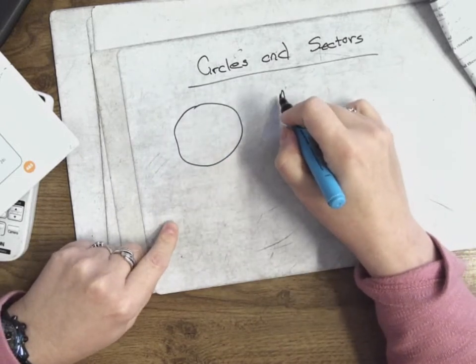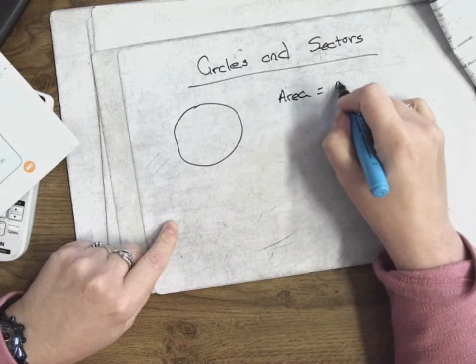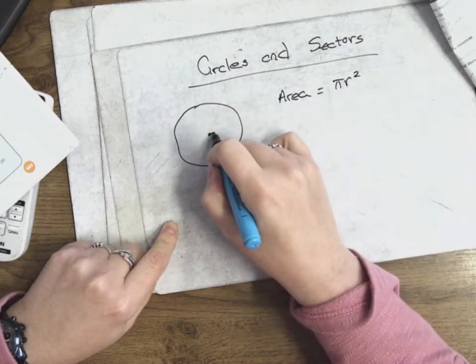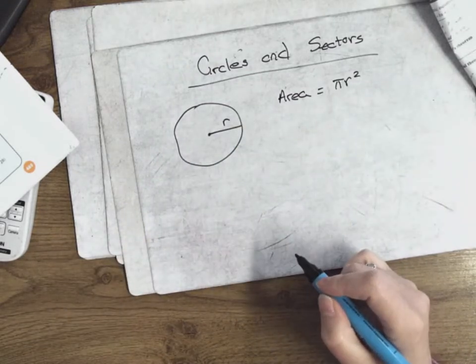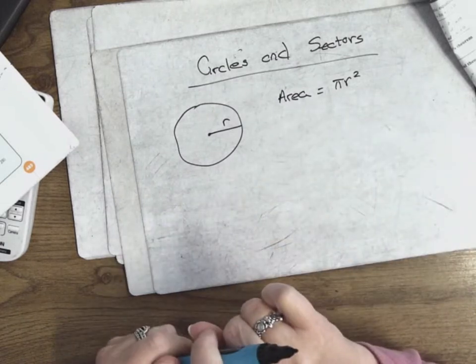So the area of a circle, girls, is pi r squared, where r is the radius of the circle. You all know what a radius of the circle is? Pi, girls, use the button on your calculator.